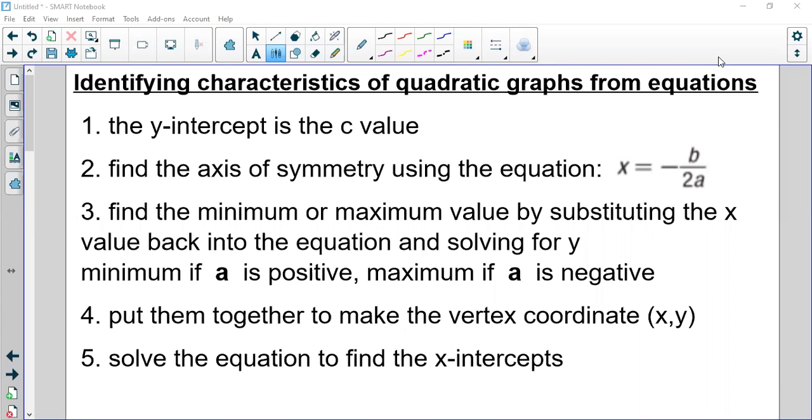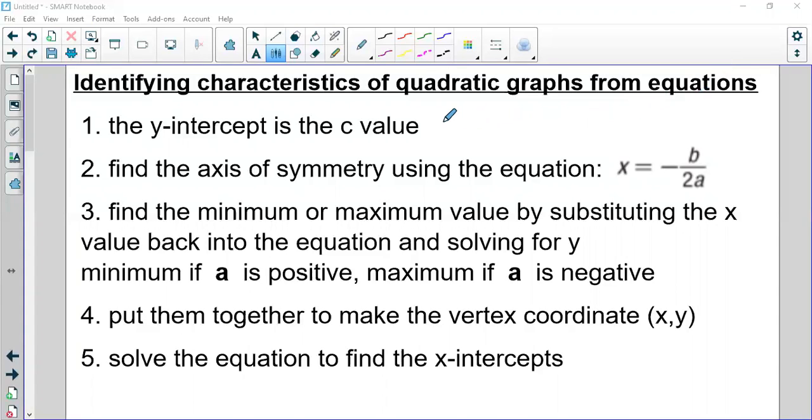Okay, you've been able to identify y-intercepts, x-intercepts, an axis of symmetry, a minimum or maximum value, a vertex coordinate, all from a picture of a parabola. But all those parabolas came from equations. They all came from equations that had an x squared or whatever variable squared. They were quadratic equations. Now we're going to do all of the stuff we did before, but we're going to do it from just the equation, not from the graph.